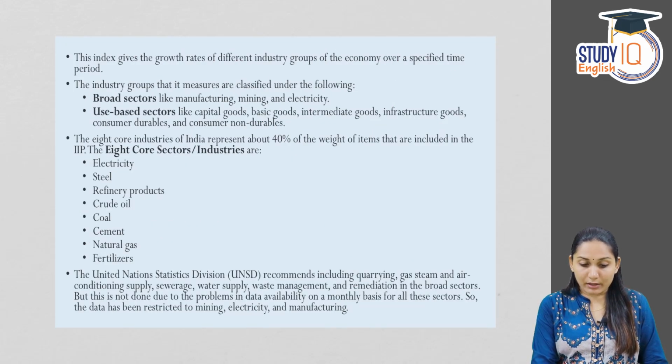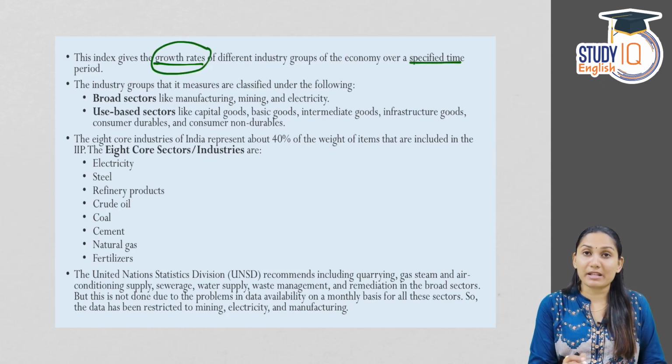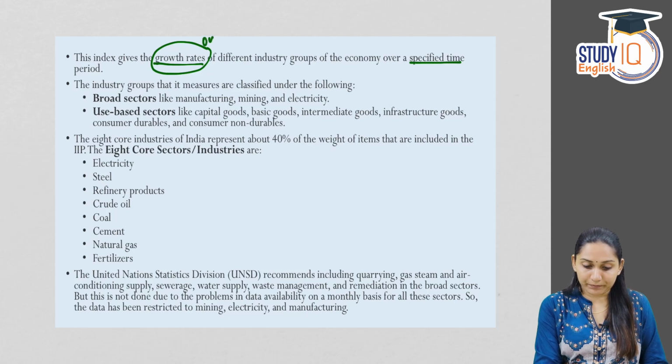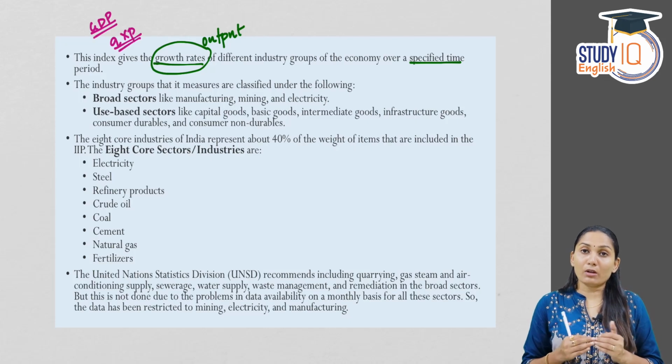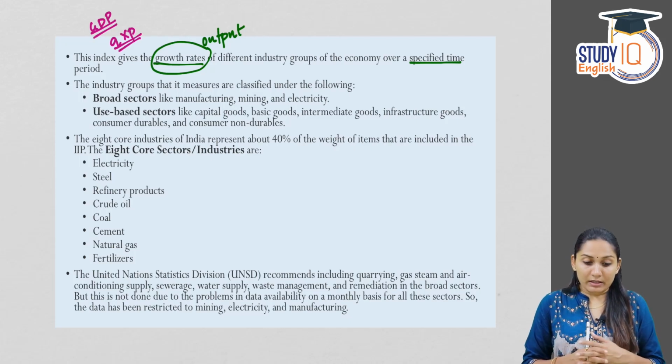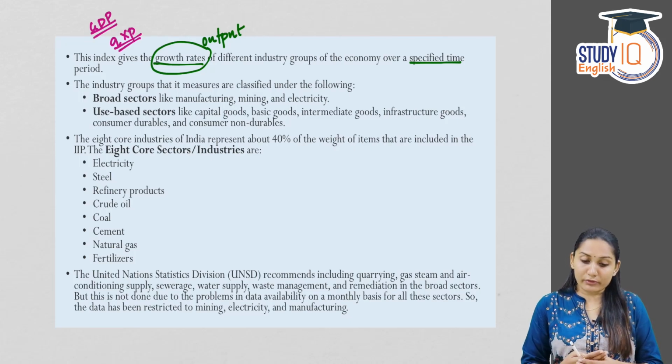The index gives the growth rates of different industry groups of the economy over a specified time period. Growth rate can be measured by measuring the output. Now, growth is measured by GDP, and GDP is quantity into price, which is the monetary value of the goods produced in an economy. So, output or quantity is one measurement of growth in an economy in a specific period of time.